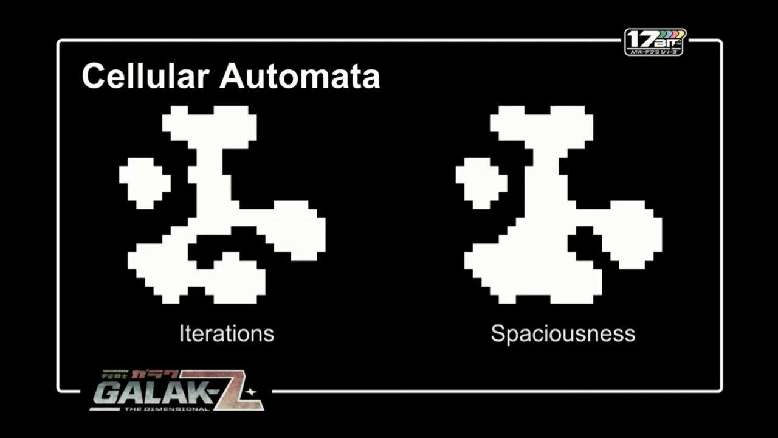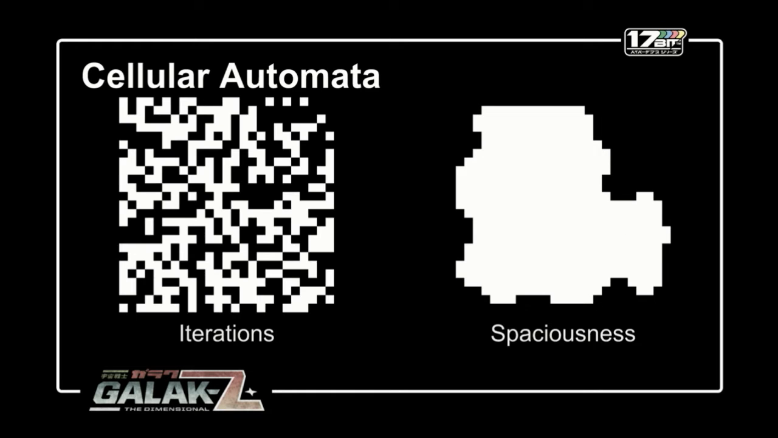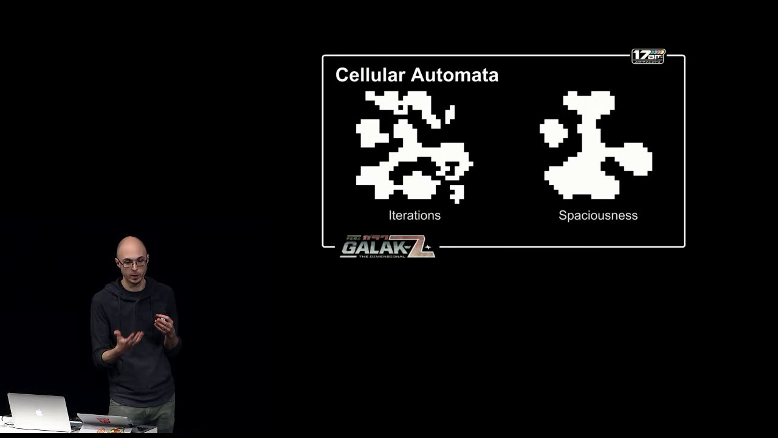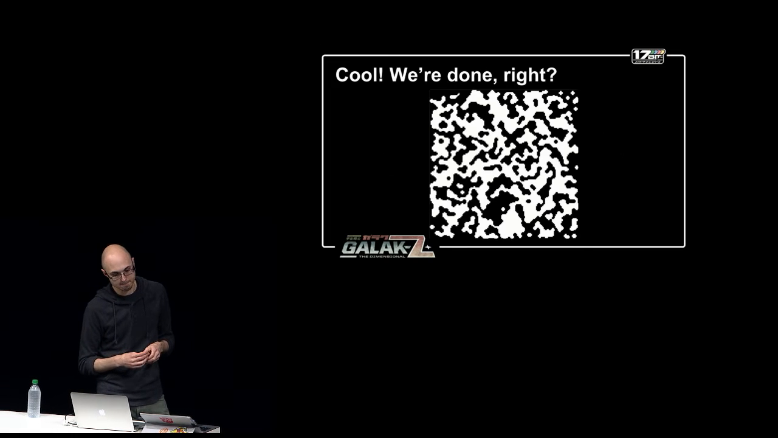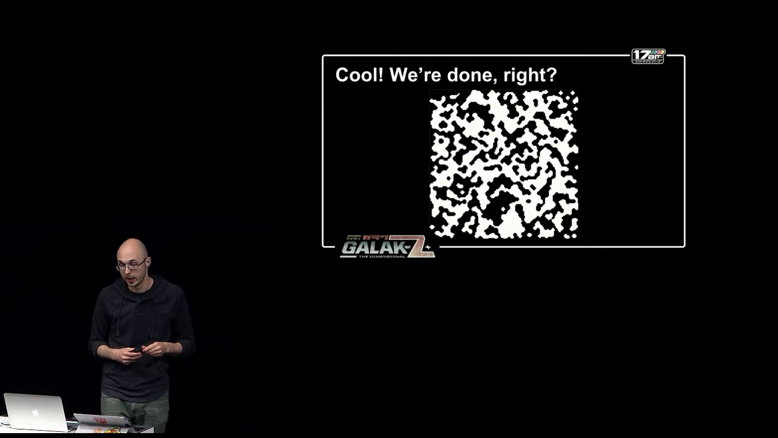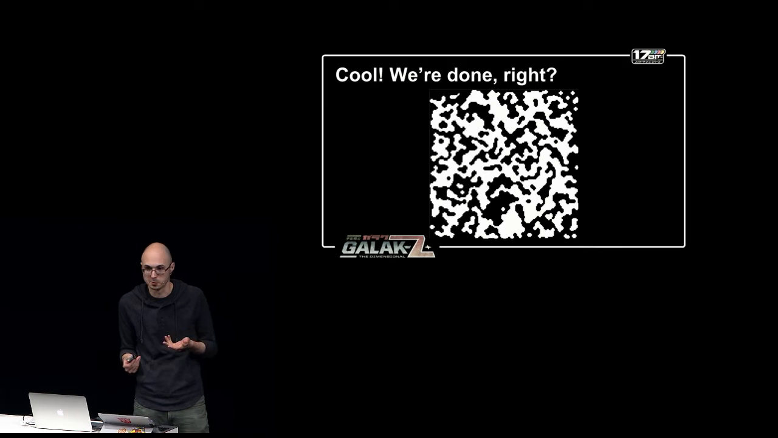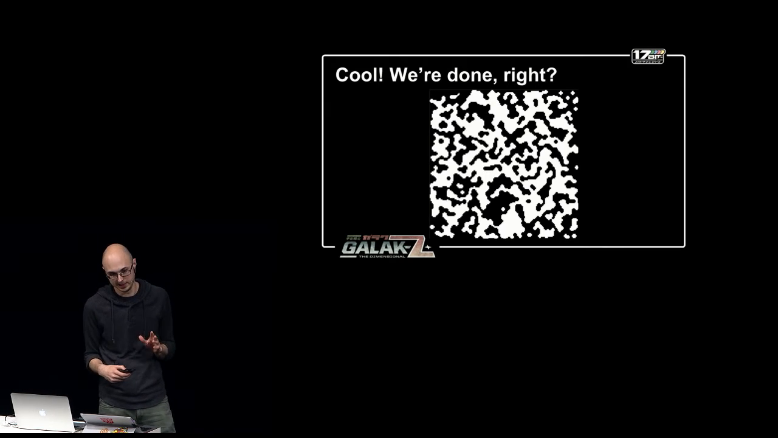The animation on the right demonstrates how the spaciousness of a cave can be controlled by filling that initial grid with either more dead cells or less dead cells. So if you have more white, you're going to have more space in the end results. And here's one giant cave that was generated by that same tool set. It looks pretty good, right? So we're done. Not even close.